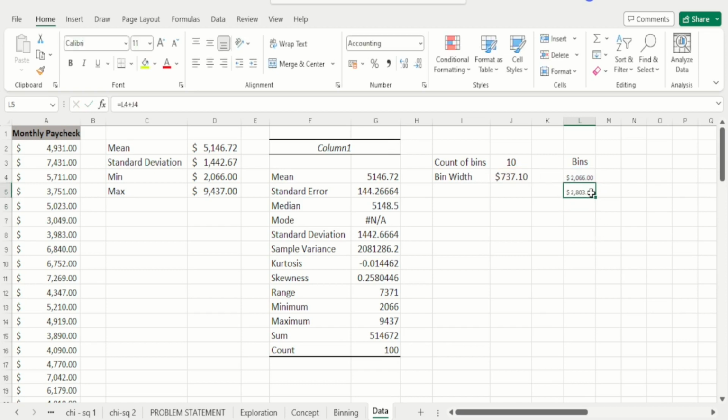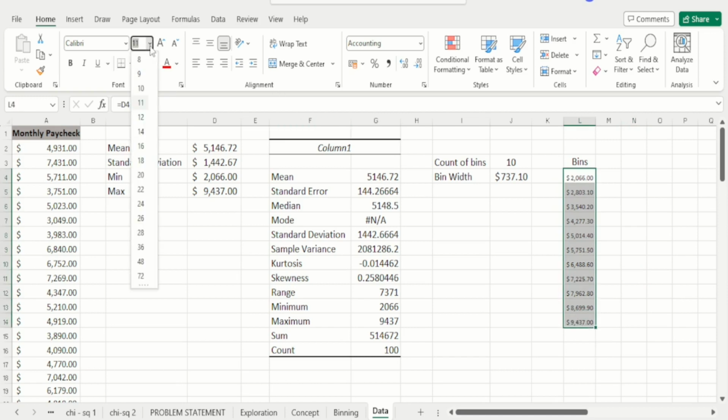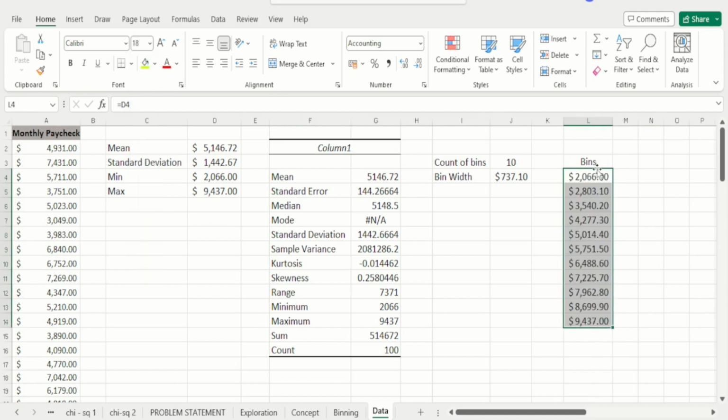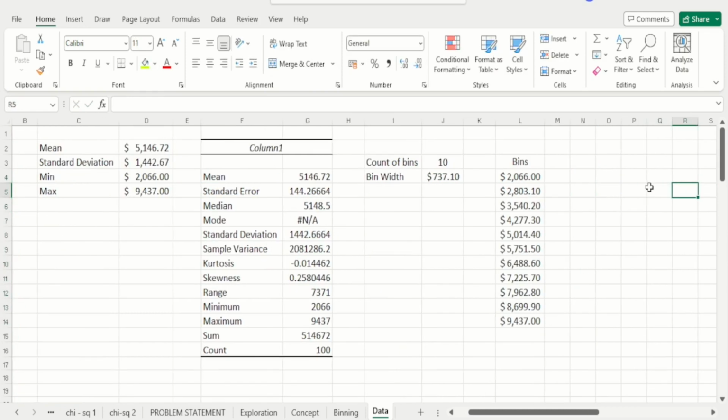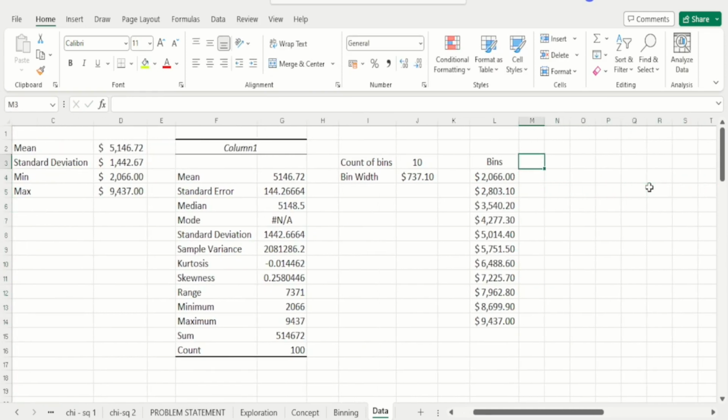Once you've added it here, make sure you freeze this, otherwise your formula will drag along and you'll not get the right answer. The bin width has been frozen. Now if you drag this, there we are. As you can see, the final value is 9437.10, right? So this is the list that you have for the bins. Okay, so this is our next important step.